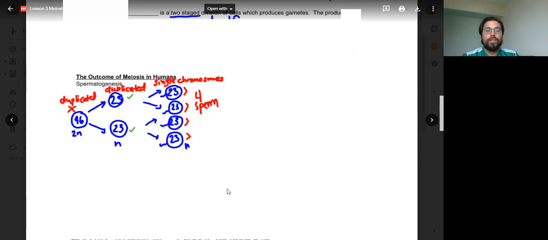Okay, so there's two types of meiosis. First is spermatogenesis. This creates sperm, okay? We'll look at this one first, and then we'll look at oogenesis, which creates eggs.